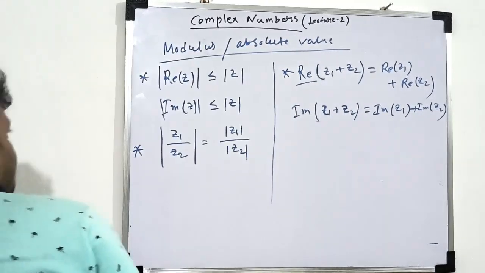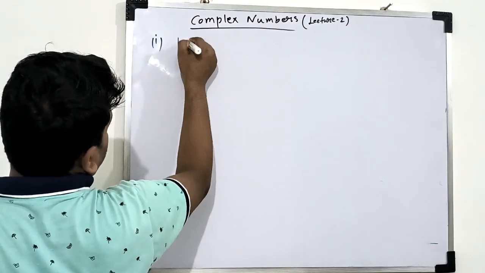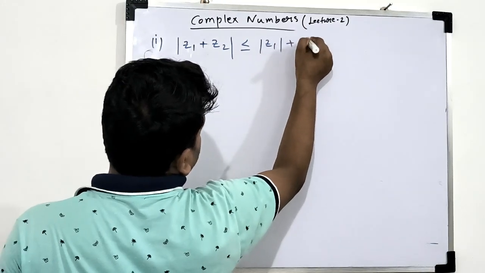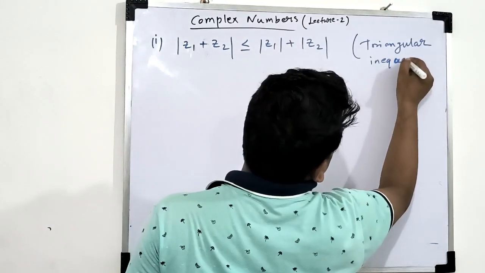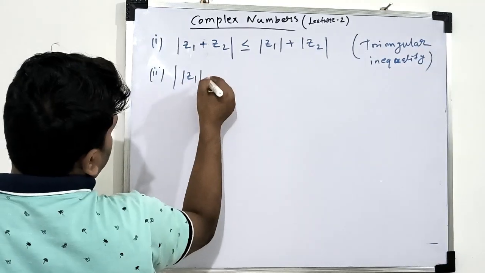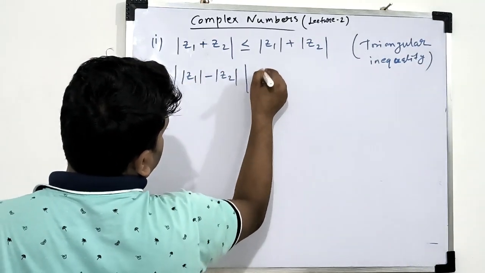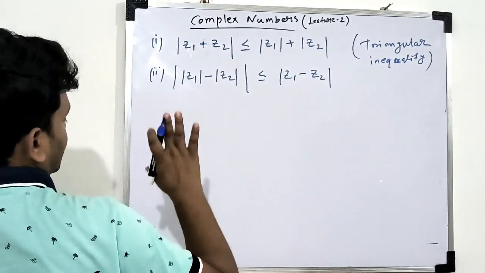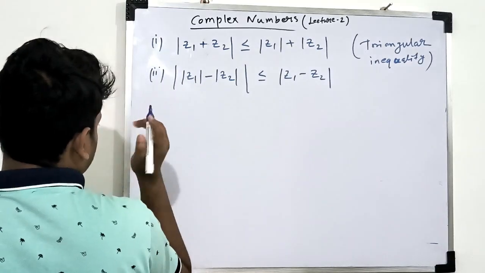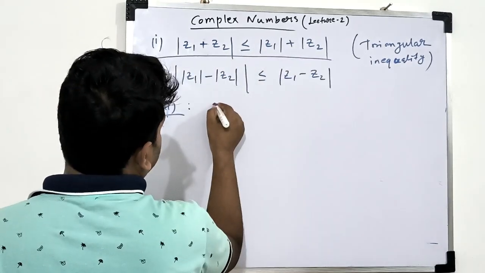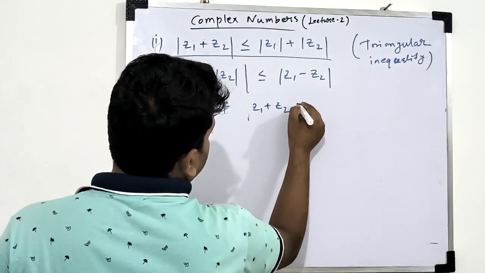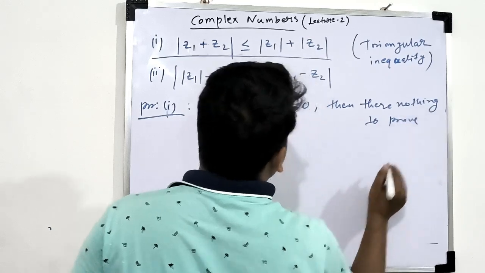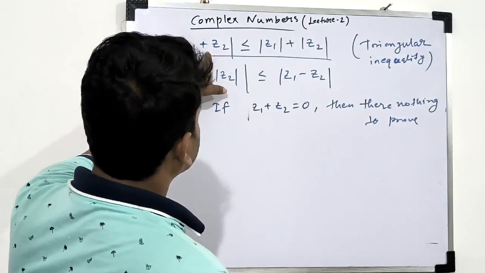So now we prove these problems. One is modulus of z1 plus z2 less than or equal to mod z1 plus mod z2, that is the triangle inequality, and an equivalent inequality. First we prove 1, and using 1 we prove 2. To prove this, we observe that if z1 plus z2 equals 0, then there is nothing to prove, since this equals 0, and 0 is less than or equal to this.